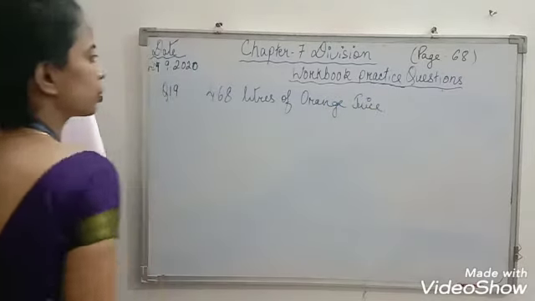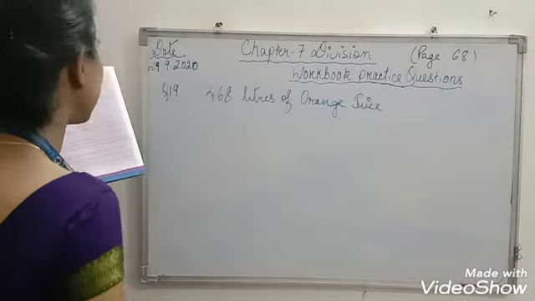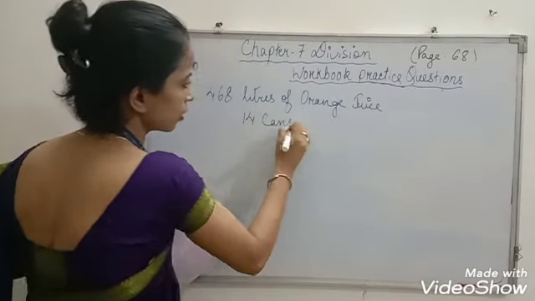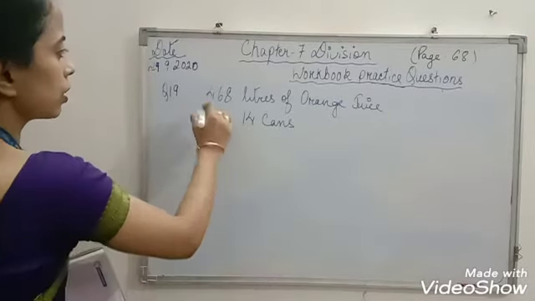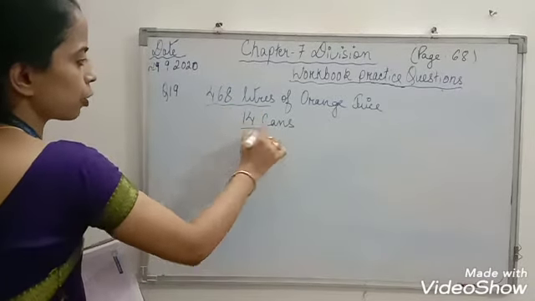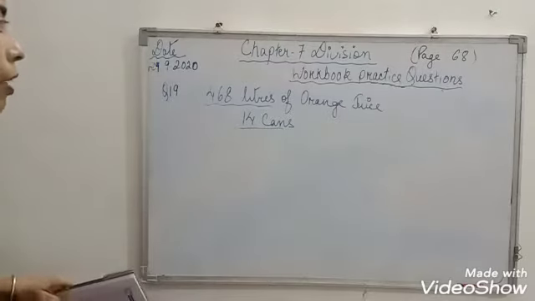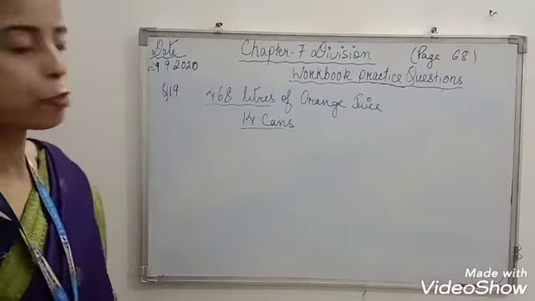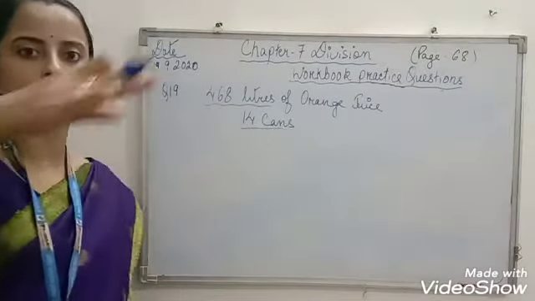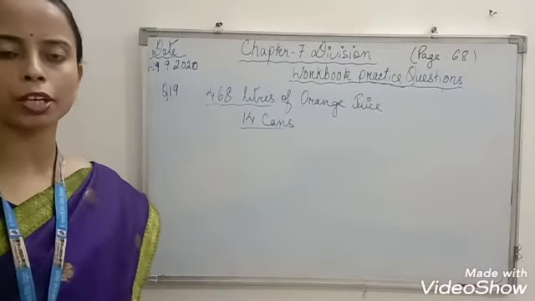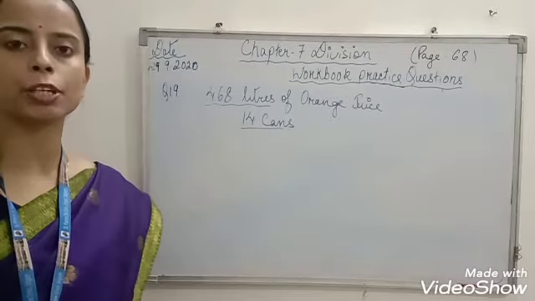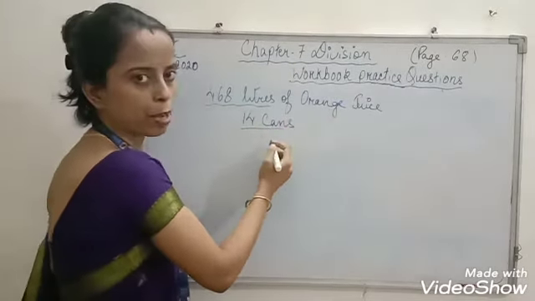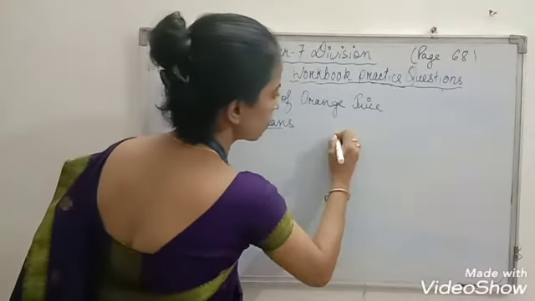See, children. She pours an equal quantity in how many cans? 14 cans. Now, how many cans are equally filled? You have to find out how many cans are equally filled. How are you going to find out? By doing liters of orange juice divided by 14 cans. So let's see.